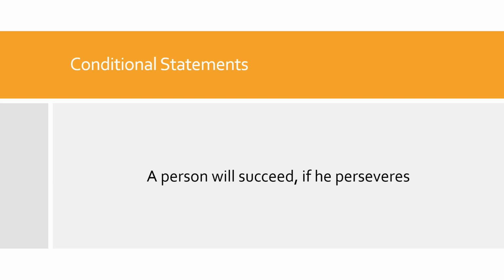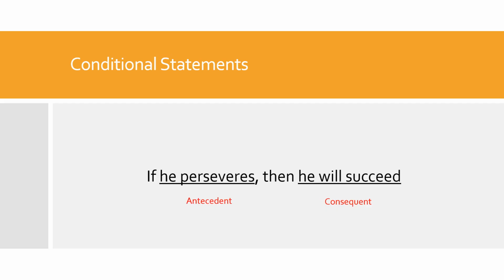Let's take another example. A person will succeed if he perseveres. Now notice we do have a conditional statement here, but it is not given to us in standard form. What this means basically is that the antecedent, if you recall, always follows the if in an if-then claim. So really what we have is the antecedent in this case comes at the end and the consequent comes at the beginning. If we were to translate this back into a standard form categorical proposition, what we would get is if he perseveres, then he will succeed.